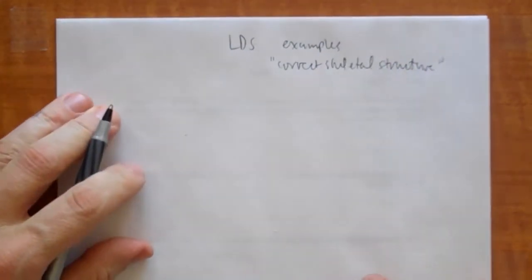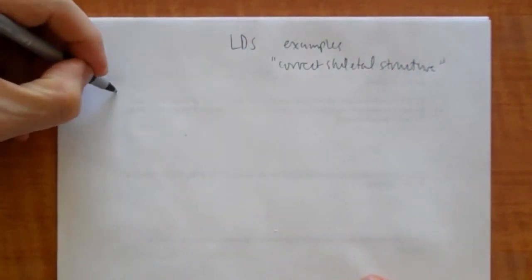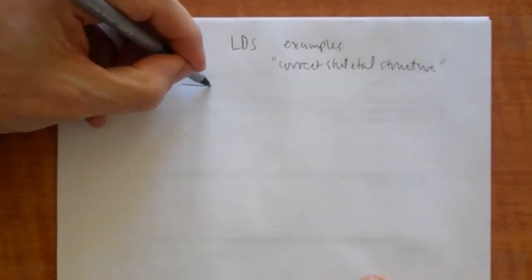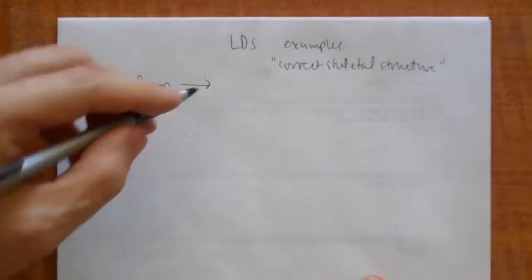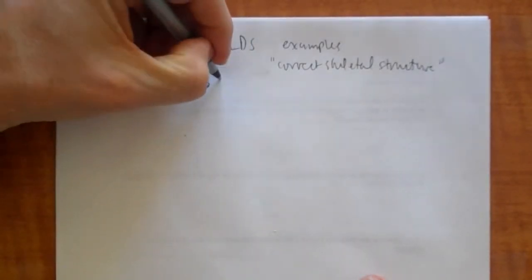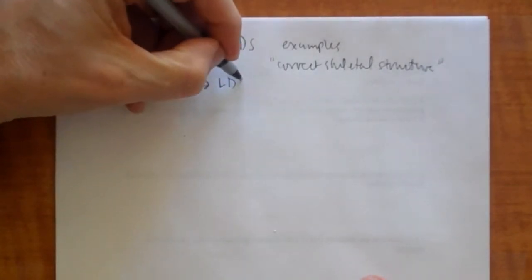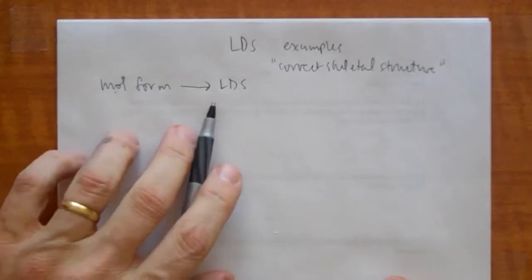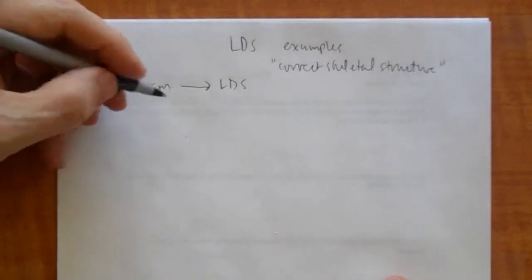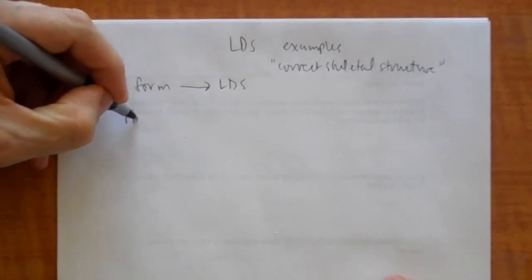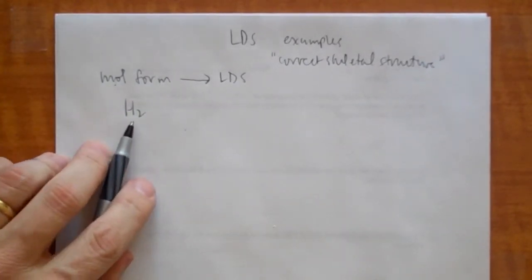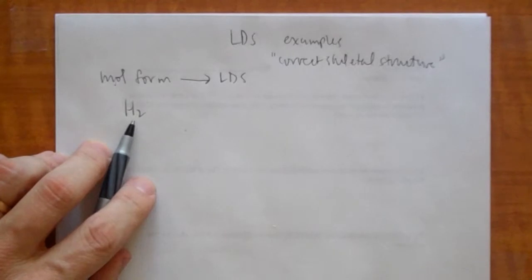Correct skeletal structure. Okay. First example I'm going to do is, again, remember we're starting out with the molecular formula, and you're always going to get that in the question stem, the molecular formula, and then from that we're going to do the Lewis dot structure. The molecular formula for the one I'm going to start with this time is H2. This is not unusual for us to have. I'm going to do 3 examples. This is 2 maybe, but I'm going to do 3.